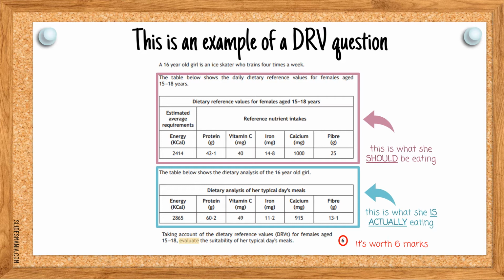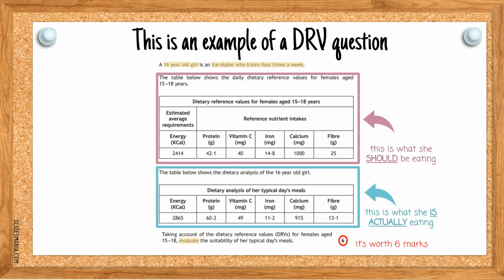Before you start to answer your question, there's a couple of things that you need to do first. So the first thing that you want to do is you should highlight the information that you've been given about the person. So what is their age? In this case, they're 16. What's their gender? She's female. And then if there's any extra information in the question. So in this case, this girl's an ice skater and she's training 4 times a week.